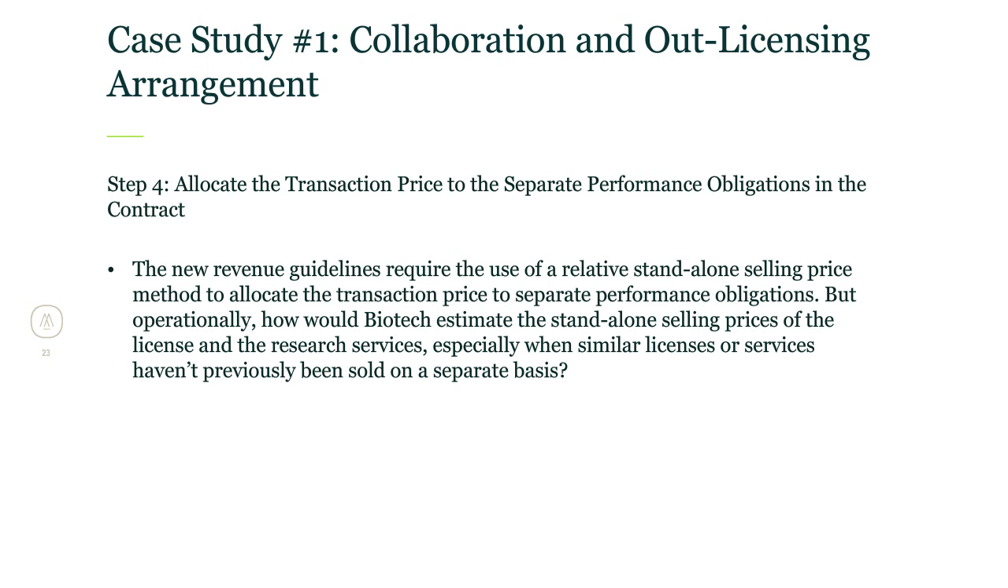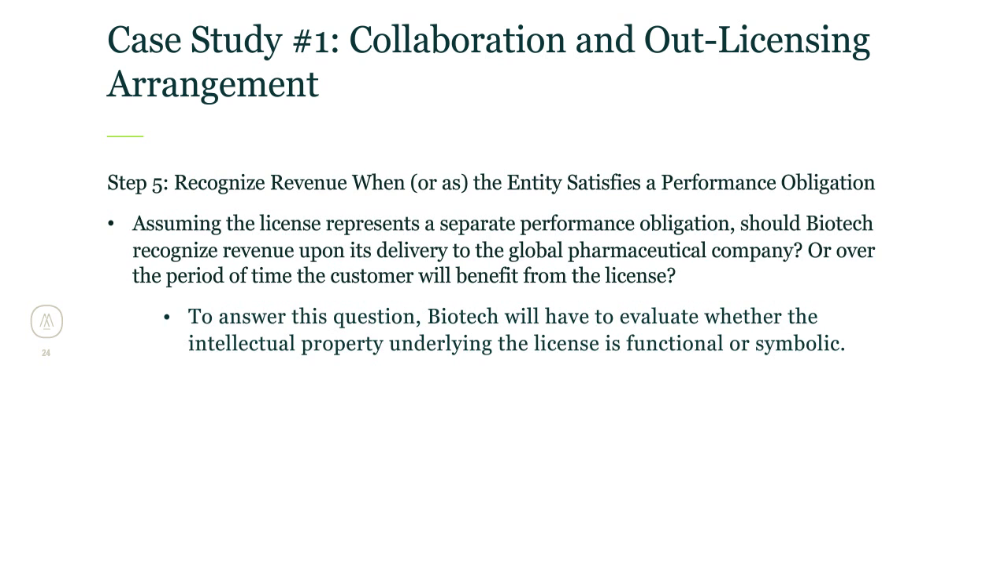Okay. Now we come to step 5. The company should recognize revenue when a performance obligation is satisfied. So if we have a functional license, then based on our initial assessment of 10 million transaction price with a 20% relative allocation to the license, then upon delivery of the license to the global pharma company, you would recognize 2 million. And the revenue for the R&D services would be recognized over time as the company delivers those services.